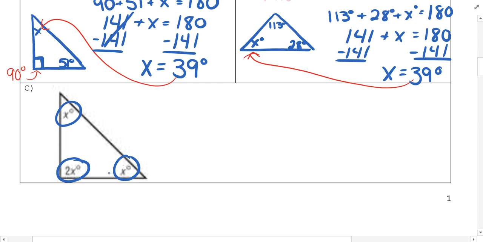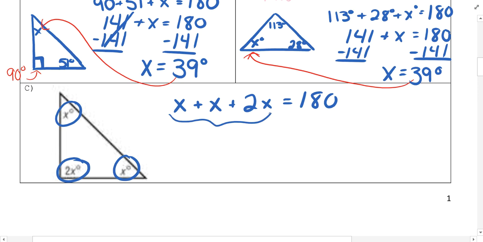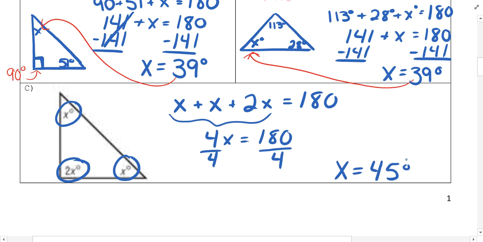So I'm going to set this problem up just as I did the other two problems. One of my angles is labeled x, so I would say x plus my second angle, which is also labeled x, plus my third angle, which is labeled 2x, is all going to be equal to 180 degrees. If I simplify, combining like terms, that gives me 4x is equal to 180 degrees. And then I solve by dividing by 4, which leaves me with x equals 45 degrees.